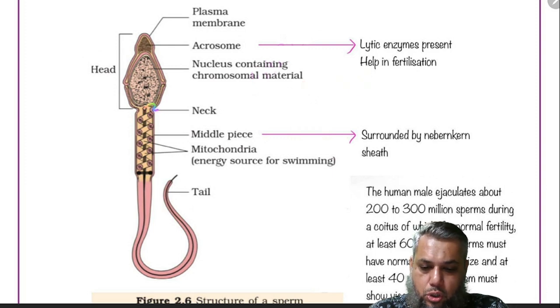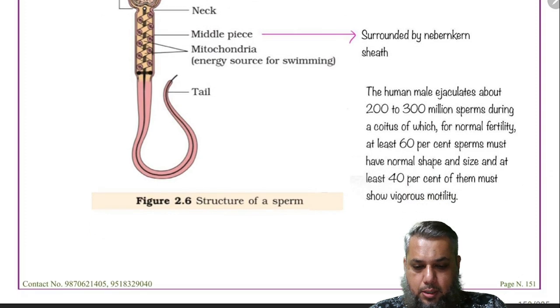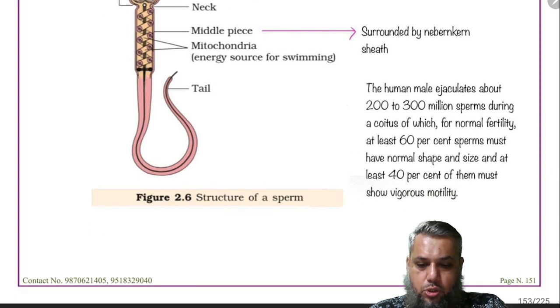The neck shows the presence of a proximal centriole and a distal centriole. From the distal centriole arises the axoneme. The middle piece shows the presence of the mitochondria, the powerhouse of the sperm, and this spirally coiled mitochondria is called Nebenkern. The tail of the sperm shows the presence of the main piece and the end piece.